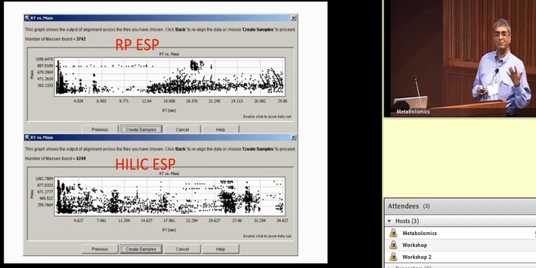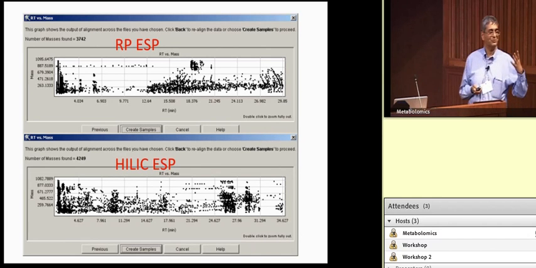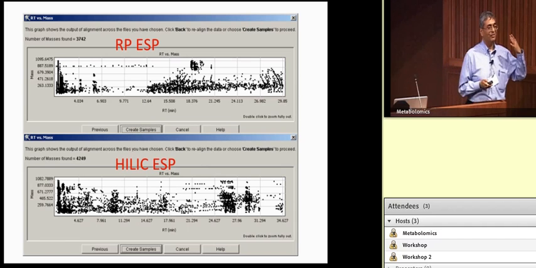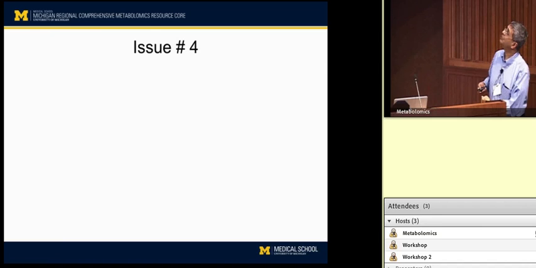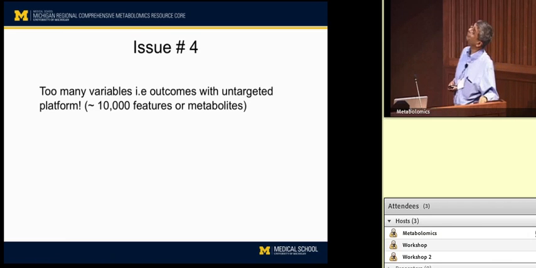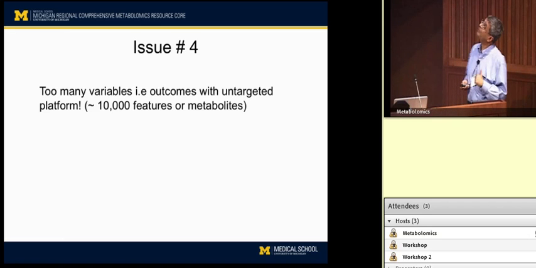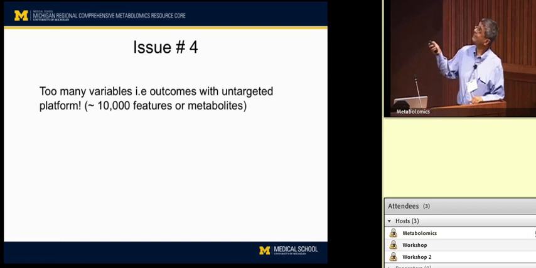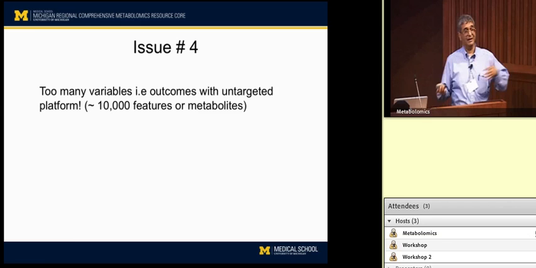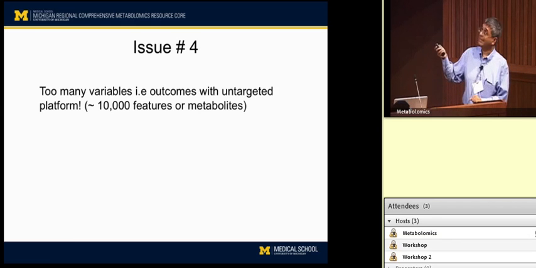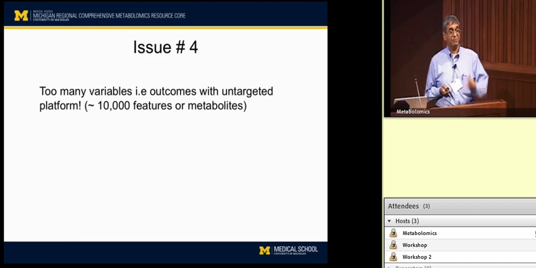So the question becomes, again, as we talked about, it's only 40 subjects that you're measuring this in. And here you have literally thousands of metabolites. So issue 4 is: too many variables, right? Too many outcomes with an untargeted platform, more than 10,000 features if you combine the HILIC platform and the reverse phase platform. And yet there is a very, very small number of subjects.